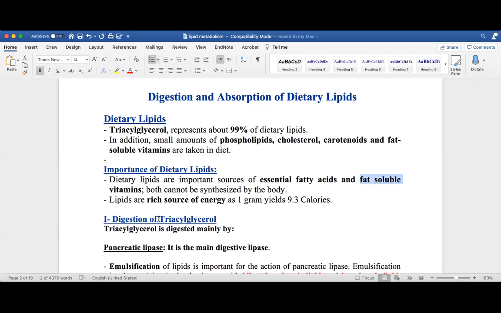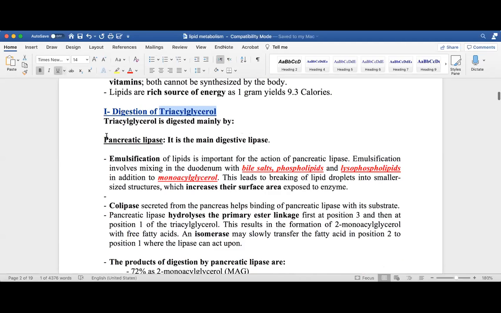We will begin with digestion of triacylglycerol. The main enzyme, or the only enzyme, is pancreatic lipase. Lipase from the pancreas of the gastrointestinal tract is the main digestive enzyme. We have lipase in our mouth, but this is very, very weak. It's called lingual lipase, which comes from the tongue inside our mouth. This is very weak. But the most powerful enzyme is pancreatic lipase.